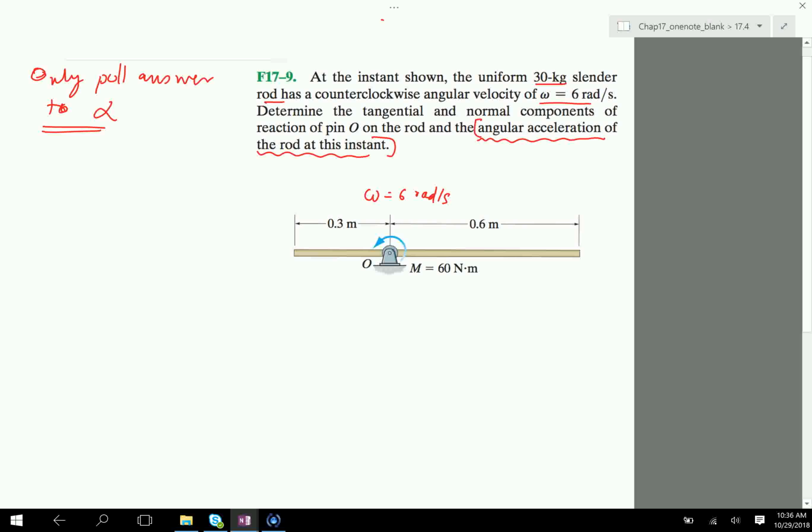If you want to find alpha, you actually do not need to do the force equilibrium. You just need to take the moment equation about O. So moment about O is I_O times alpha, then you should be able to solve this.